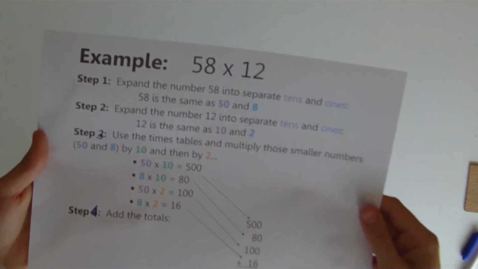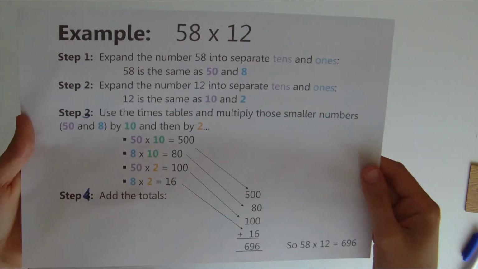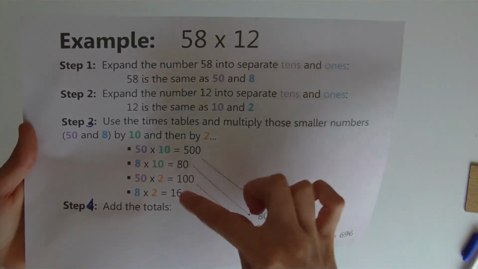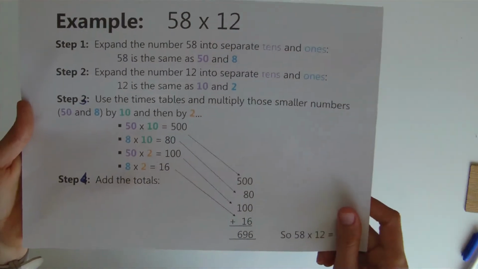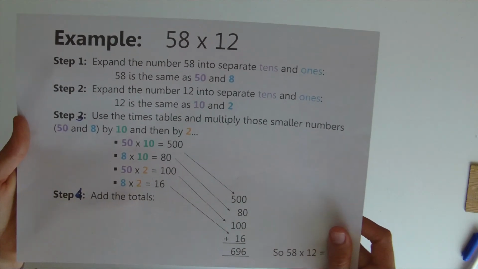So this is just one way of working out multiplication problems, just splitting them up and then multiplying them and then adding the small totals to find the main total at the end. So remember just to pause the video at any time if anything isn't making sense.